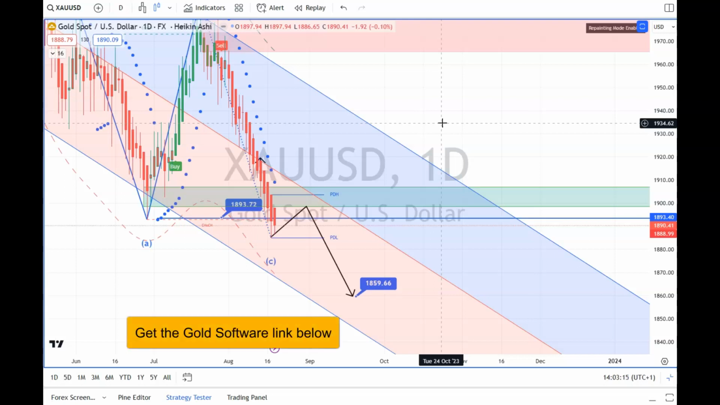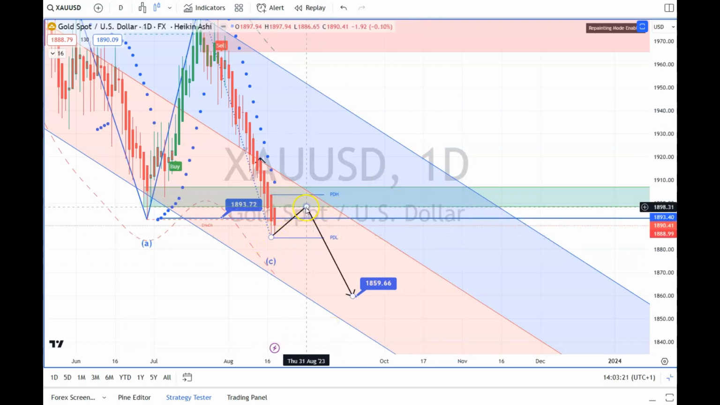So in terms of gold, I expect a little bit of a rally, but not much. So here, previous day low up to this order block here, 1898, something like that, probably about 100 pips rally, probably Monday, and then further downward momentum to 1859.66.